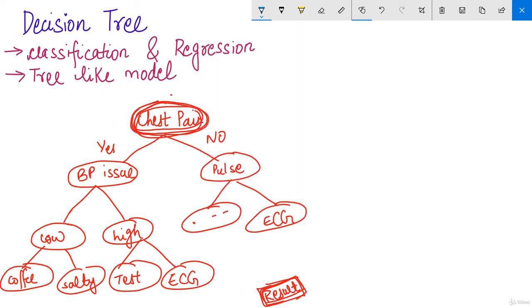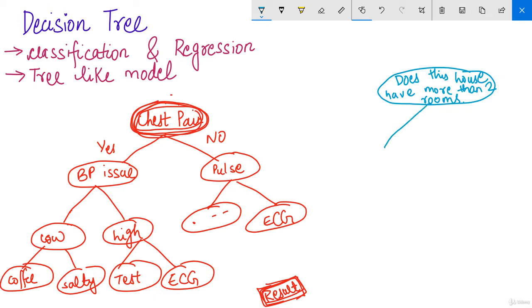So if I want to explain one more example, a very simple example, let me tell you. Let's say a person is going to buy a house or a flat somewhere. So he'll ask, does this house have more than two rooms? If there is no more than two rooms, it's a 2 BHK flat.